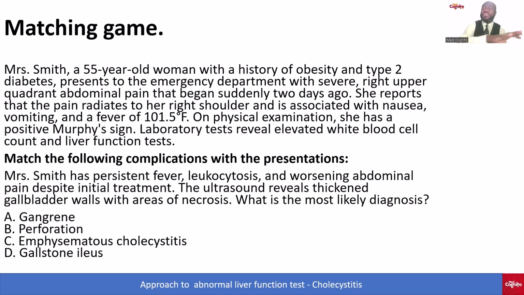Beautiful. So after we've given the preamble, which looks like a patient with cholecystitis, now we give another line of reasoning. Fever, leukocytosis, worsening abdominal pain despite initial treatment. Ultrasound reveals thickened gallbladder wall with areas of necrosis. What's the most likely diagnosis? Is it gangrene? Is it perforation? Is it emphysematous cholecystitis? Or is it gallstone ileus?